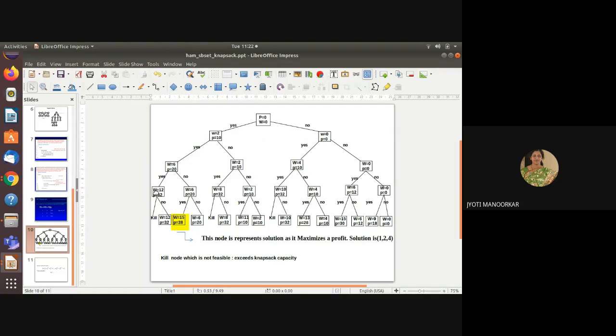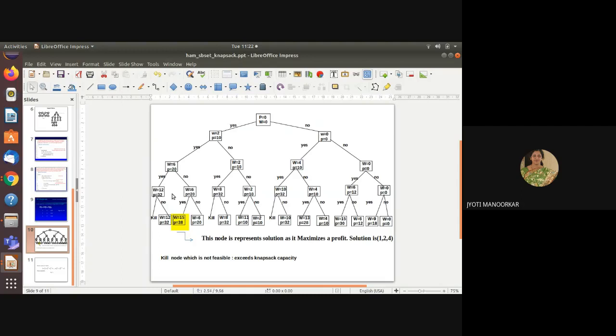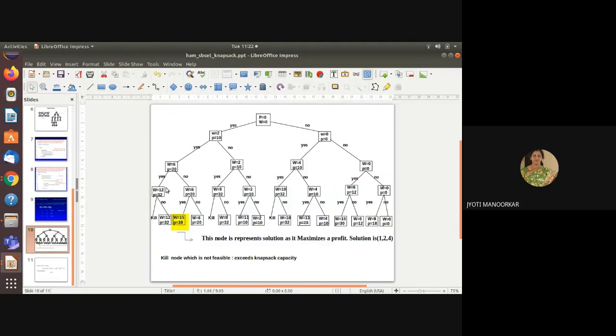So update weight of knapsack. W is equals to previous weight 6 plus current atom's weight, that is 6. 6 plus 6 I will have 12. So W is equals to 12 and profit is equals to previous profit 20 plus current element's profit 12. So 20 plus 12, I will have 32. At this point I'm having W equals 12 and P equals 32. So this represents first element is considered, second element is considered, and third element is considered.